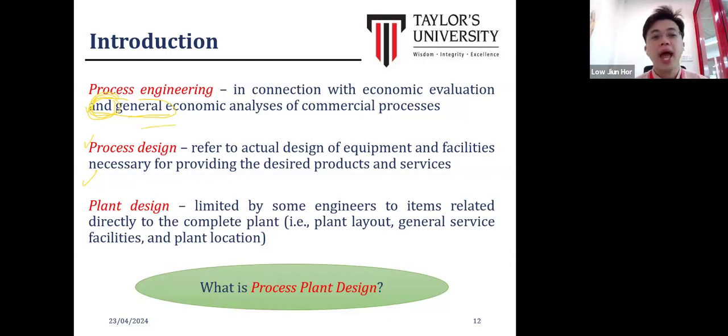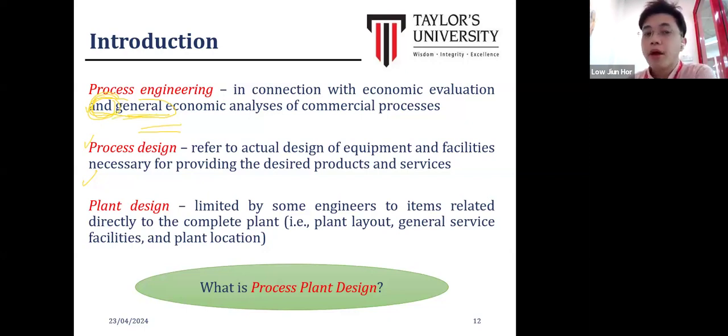consider the economic part. Meaning that they also need to make sure the process they are going to apply in the system to produce a product not only is the most suitable process, but if possible, they also want to reduce the cost in order to increase the profit margin that the stakeholder or customer can get. Okay. This is what we call process engineering.